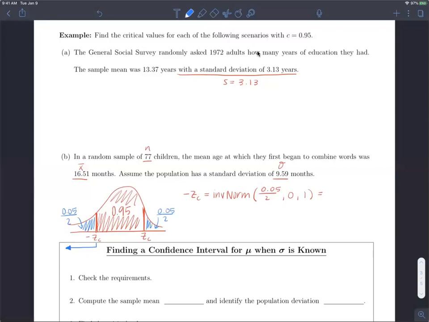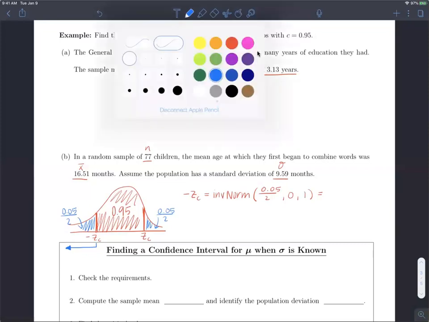But the only total area I have left out is 0.05. Does that make sense? Yeah, okay. Okay. Yeah, that makes sense. Okay. And so yeah, when you do this, you should have 0.05 over 2 right here, not 0.05. I messed up right there.